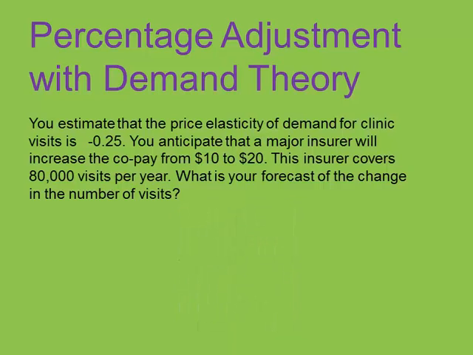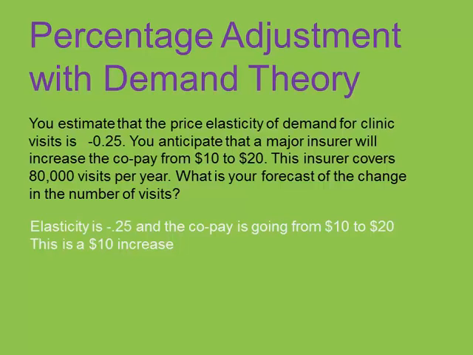Okay, now you anticipate that a major insurer will increase the copay from $10 to $20. Wow, big increase. The insurer covers right now 80,000 visits. So right now you're seeing 80,000 visits a year from that particular insurer. What is your forecast of the change in the number of visits? Okay, so how do you set this thing up? Well, again, the elasticity is a negative 0.25, and the copay is going from $10 to $20.